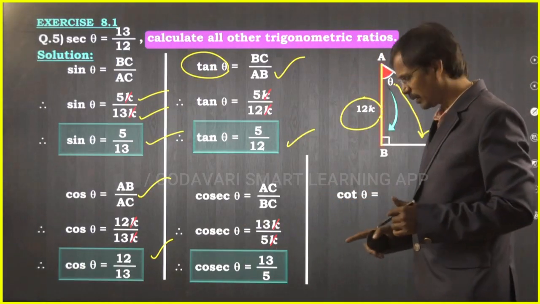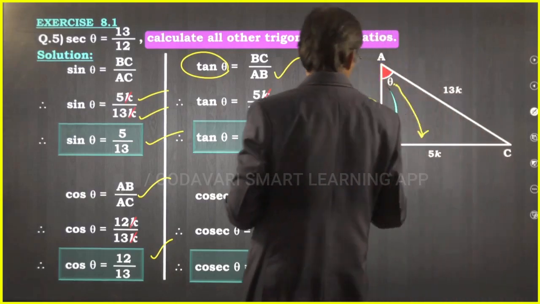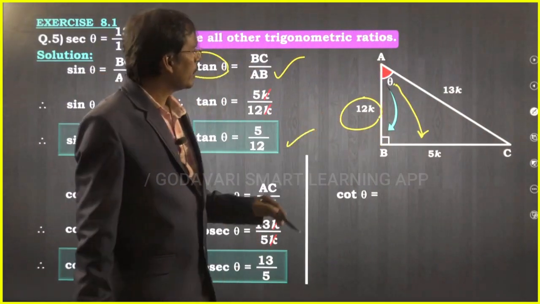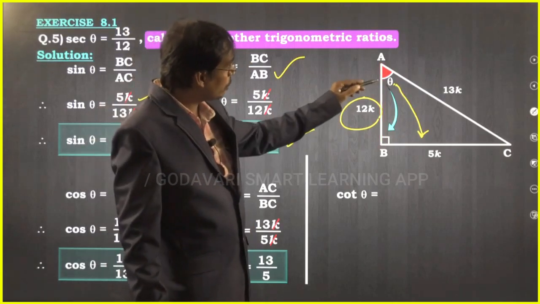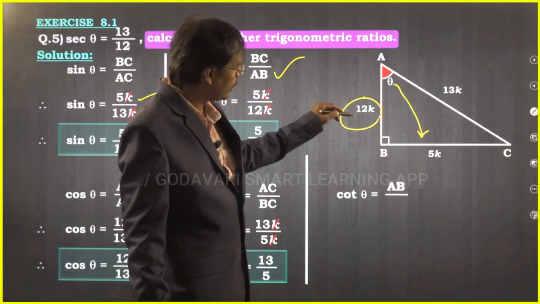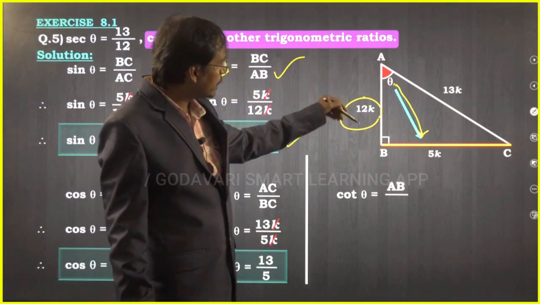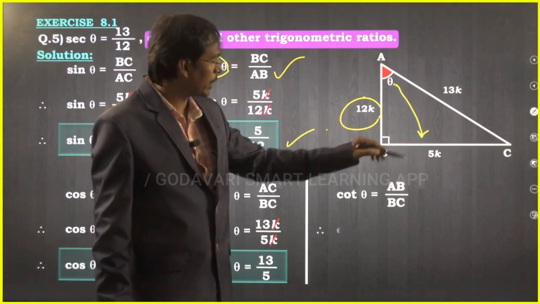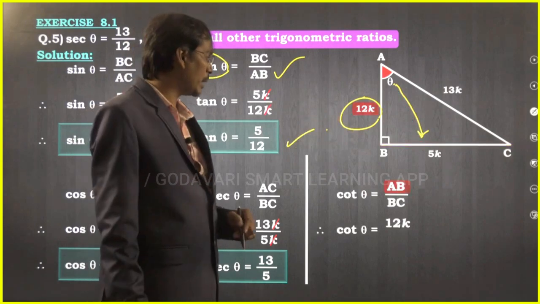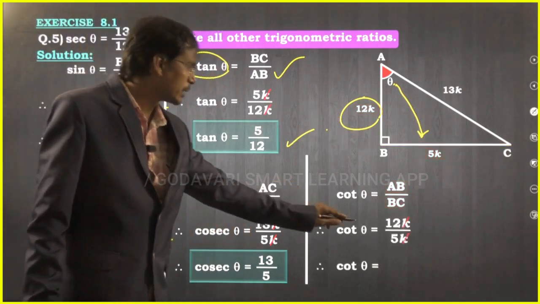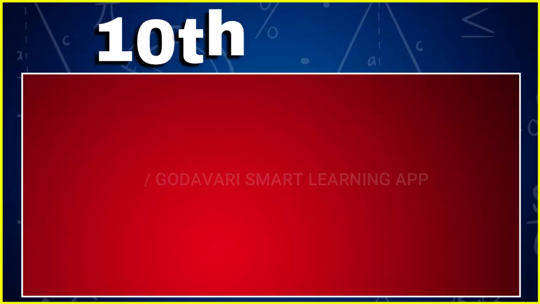Cot theta is nothing but, what is the formula of cot theta? Cot theta is adjacent side by opposite side. With respect to angle A, the adjacent side is AB and the opposite side is BC. AB is nothing but 12K, BC is nothing but 5K. That is 12K by 5K. K and K cancel and it is 12 by 5.